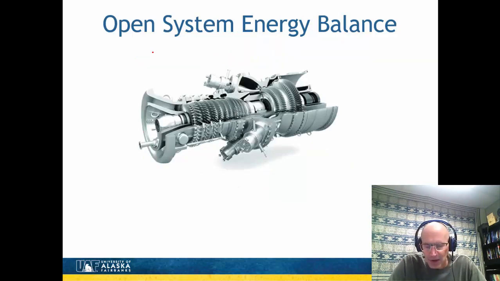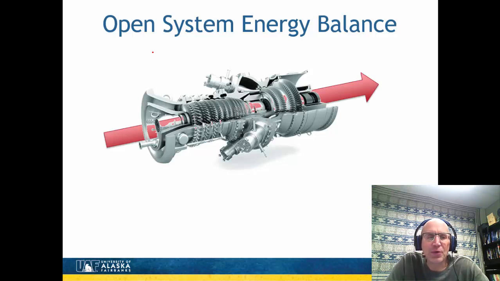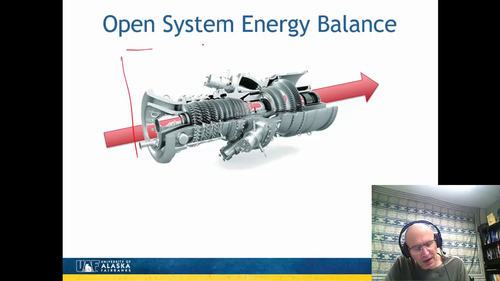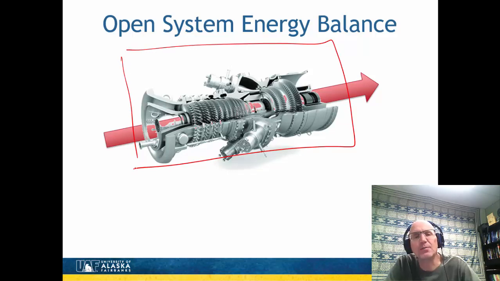Here's another example of an open system. This is actually a gas turbine. And so here again, you've got material going through. If this is a gas turbine, maybe it's air. It could also be a steam turbine, and you'd have water going through. But again, you've got material going in and out, crossing some sort of system boundary that you have. So again, that would be an open system.